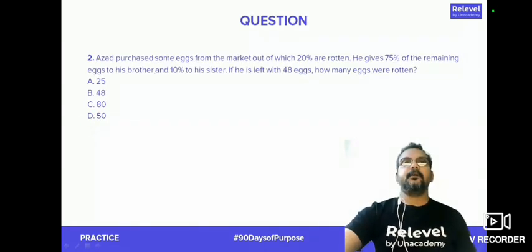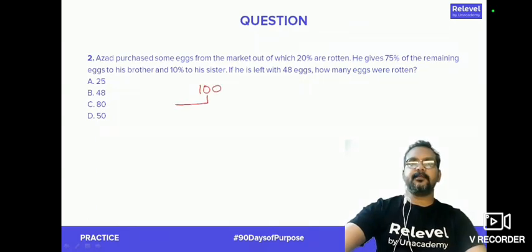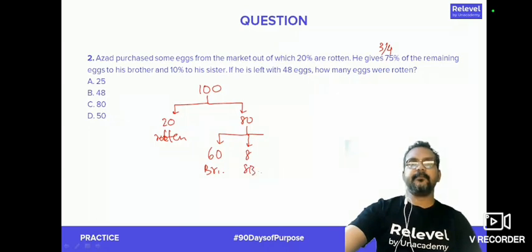Number 2. You purchase some eggs from the market, out of which 20% are rotten. So if you have 100 eggs, then 20 are rotten. Now you are left with 80, of which 75% means 3/4. 3/4 of 80 is 60. He gives to his brother. And 10% of 80, so 8 he gives to his sister. So 68 are gone. So you are now left with 12 eggs.